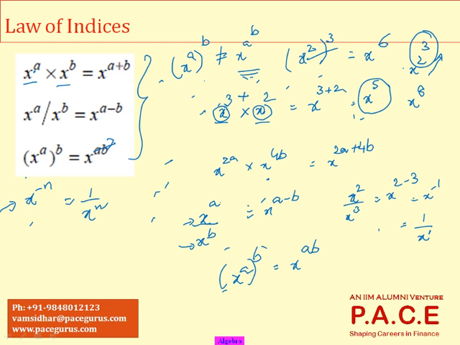No such rules. As long as the bases are the same and they are multiplied, the exponents can be added. If they are divided, the exponents can be subtracted. If one is raised to the power of the other, the exponents are directly multiplied. And please be aware that there is no such rule for x to the power of a plus x to the power of b. Only for multiplication, division and raising to a power do you have these laws of indices. Don't get confused with that aspect.